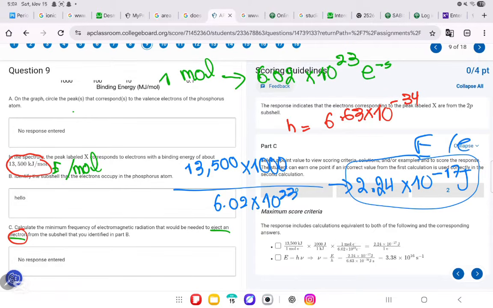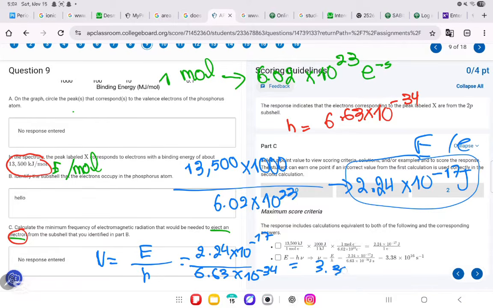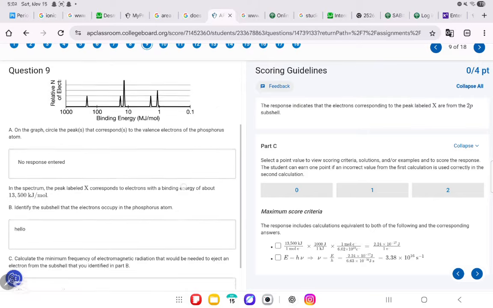Now I can find the frequency, because frequency is equal to the energy divided by Planck's constant. So it's 2.24 times 10 to the power of minus 17 over 6.63 times 10 to the power of minus 34, and this should give me an answer of 3.38 times 10 to the power of 16. Sorry, not minus 16, 3.38 times 10 to the power of 16. And what is the unit? The unit is hertz, or per second. That's question number 9 done.